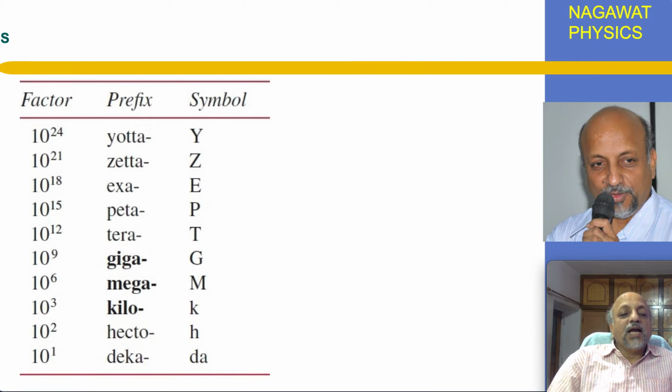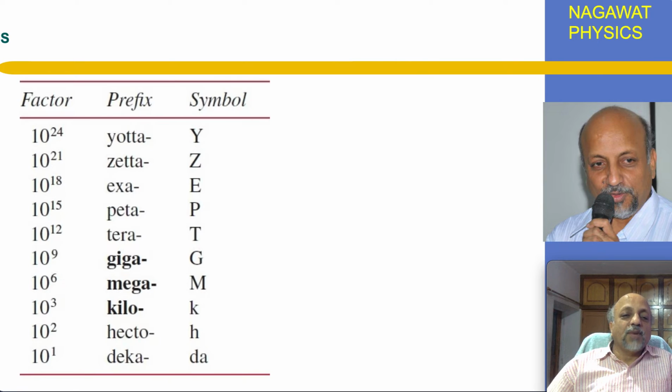10 raised to power 9 is giga and the symbol is capital G. And 10 raised to power 6 is mega and the symbol is capital M. 10 raised to power 3 is kilo and the symbol is small k. There are other units also, like 10 raised to power 2 hecto and 10 raised to power 1 deca, but we will not be using hecto and deca frequently. But milli, mega, giga, tera, peta, exa, zeta and yota would be used in our discussion in this video lecture series.